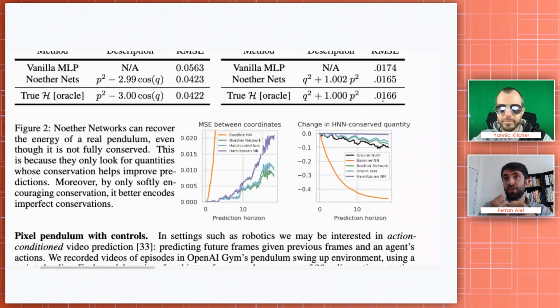But if you only softly encode it, then we show that we can do much better. And then we compare to actually knowing the formula for the energy, and we see that essentially the performance is pretty much the same. We are able to discover it and then use it to softly encode energy conservation.